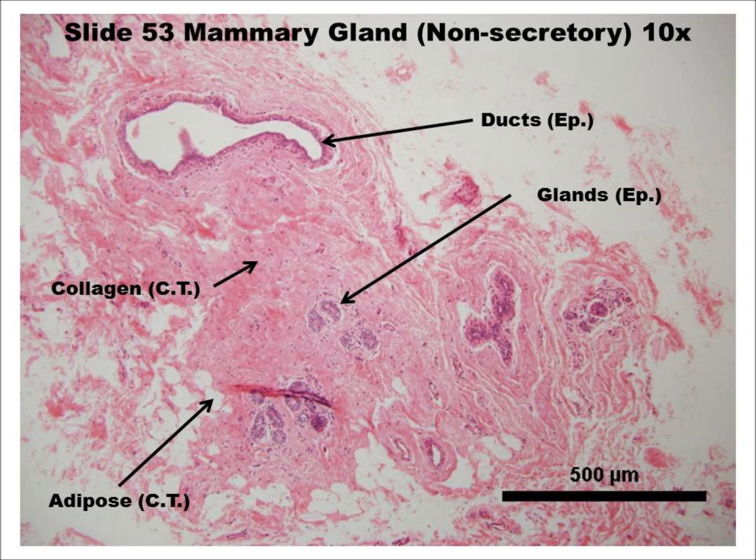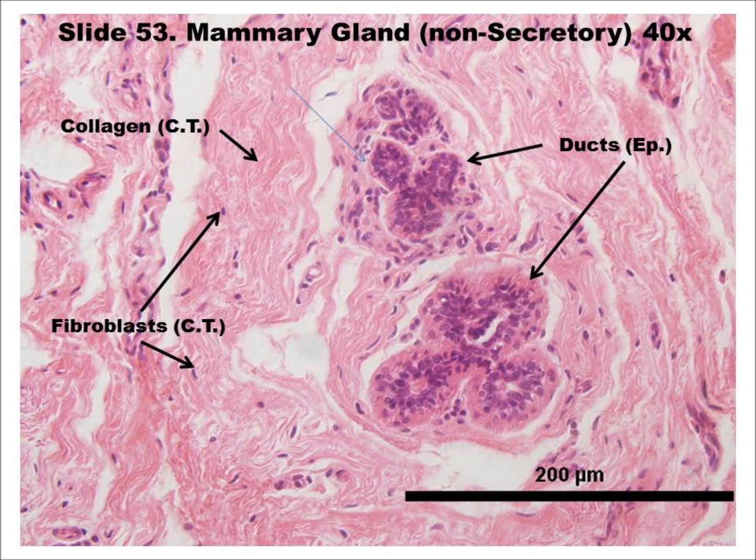The darker eosinophilic region is composed of collagen, another type of connective tissue. And finally, you will also see blue or basophilic structures within the collagen that belong to the ducts and glands, and of course these are classified as epithelial tissue.